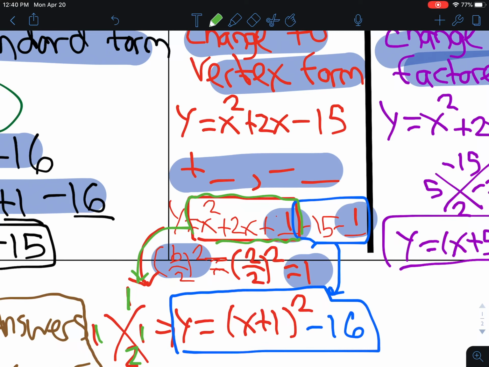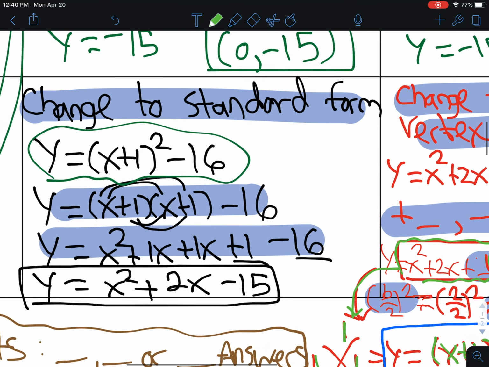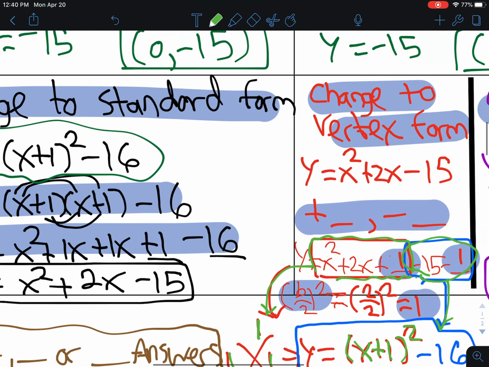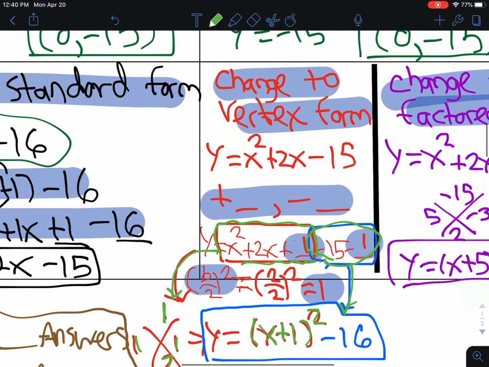Since you have two 1s showing up, it's a perfect square trinomial, so that's why this is (x plus 1) squared. Now your second puzzle piece is negative 15 minus 1, which is going to be minus 16, which goes on the outside. It is the same thing as this. It should be the same thing. Hopefully you're making that connection. Okay, and that's how you do that if you're changing to vertex form.